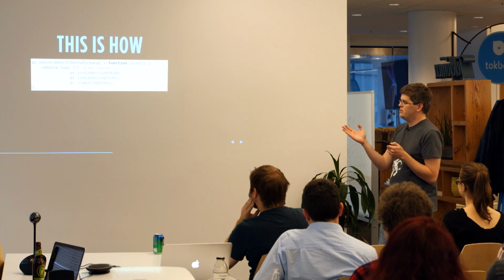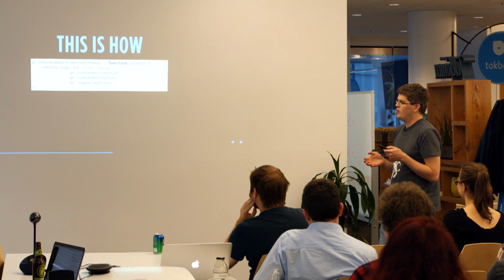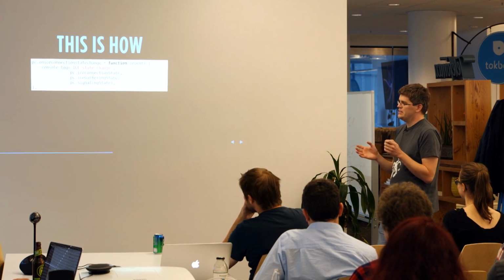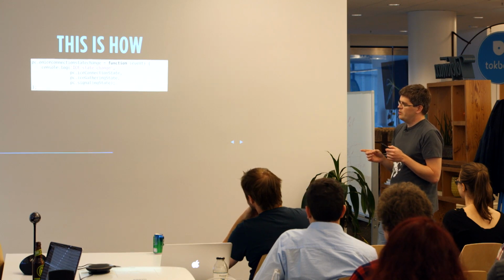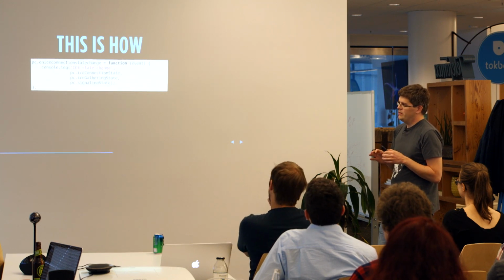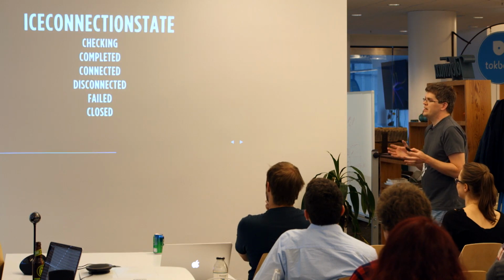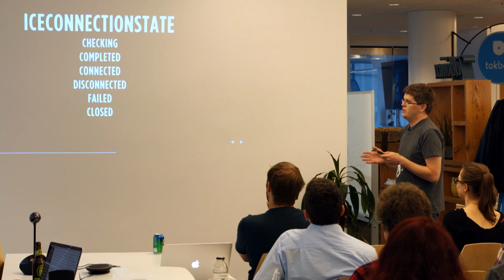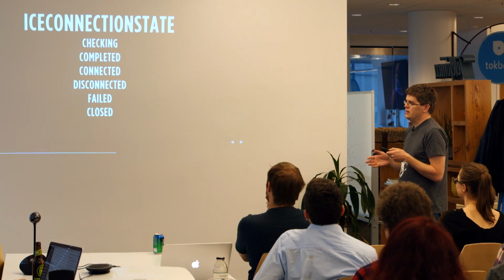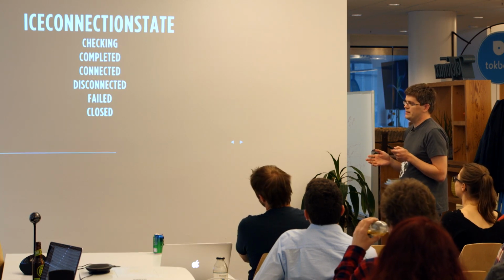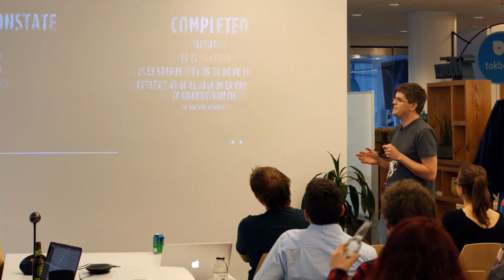You hook up to the ICE connection state change callback, and then you can inspect the ICE connection state property, the ICE gathering state property, which is less important, and the signaling state. And this ICE connection state can have several states. So it can be checking, completed, connected, disconnected, failed, my favorite one, and closed.